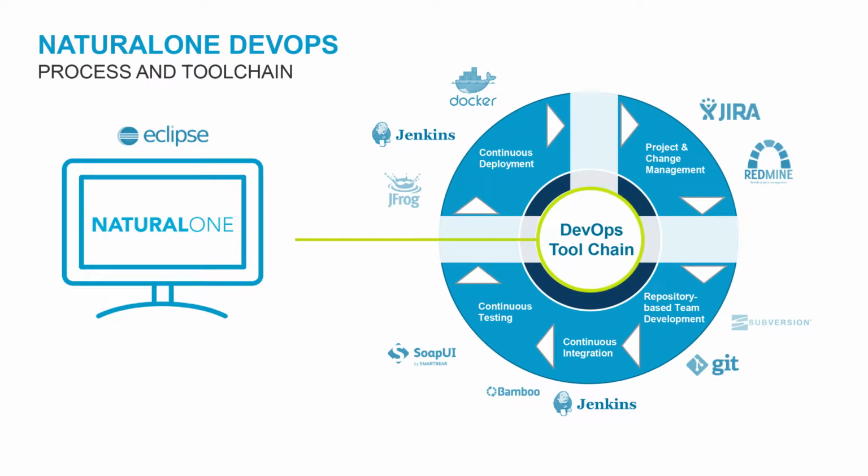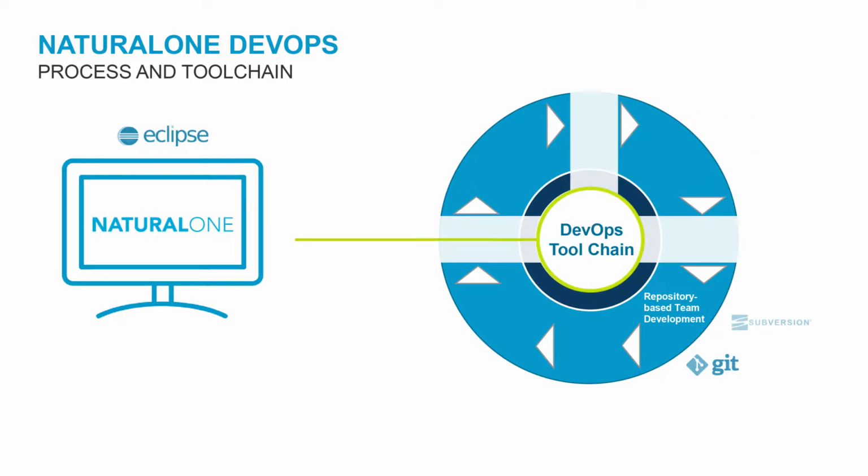This is an image showing the NaturalONE DevOps process and toolchain. Source code changes happen in repository-based team development using a source code management system like Subversion or Git. Let's take a more detailed look at this part of the process, especially using private mode and how it works in NaturalONE.